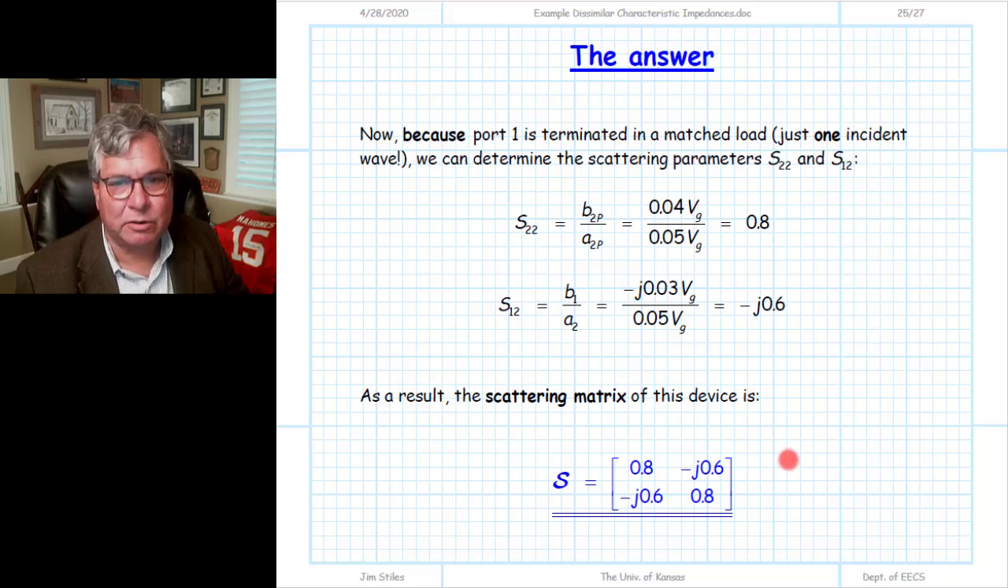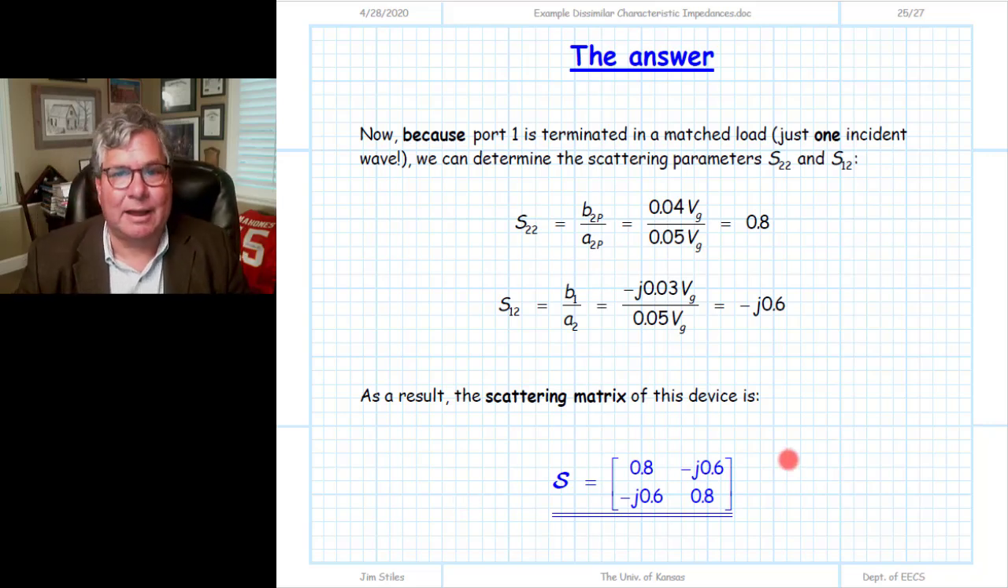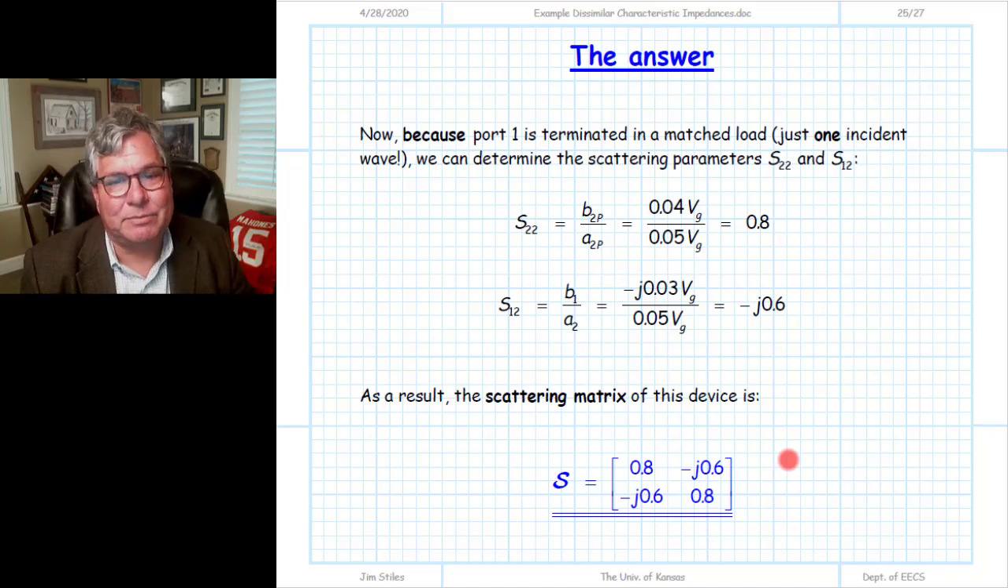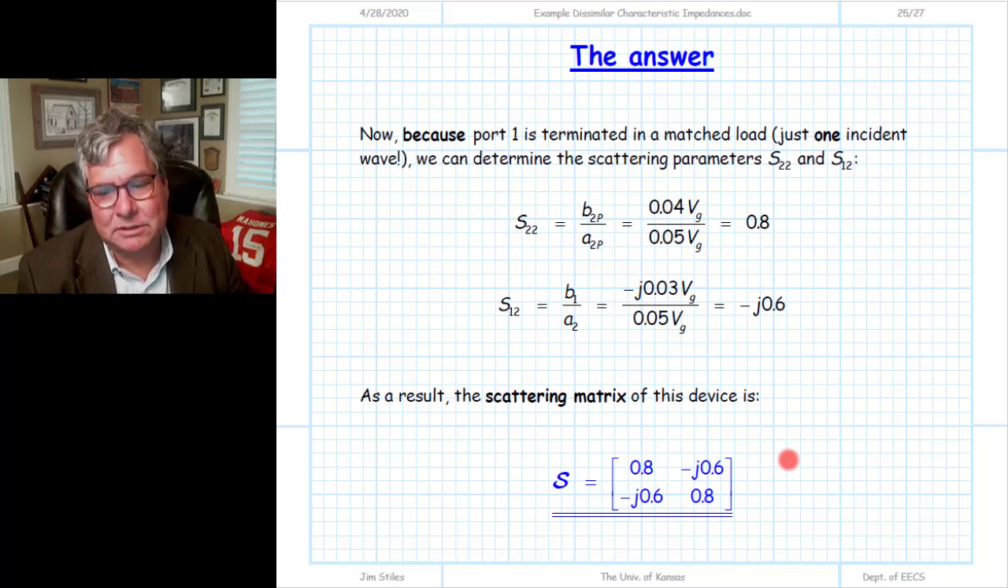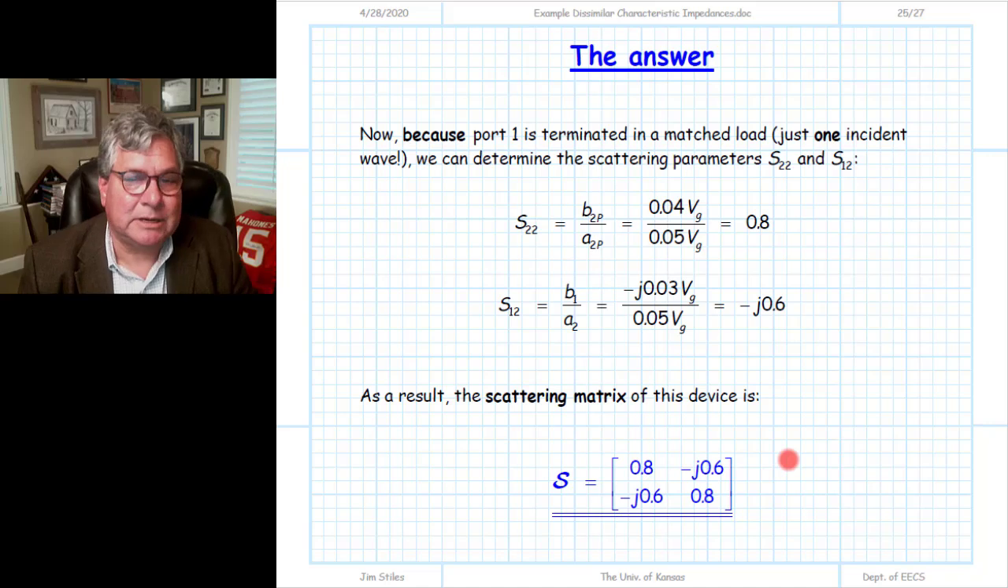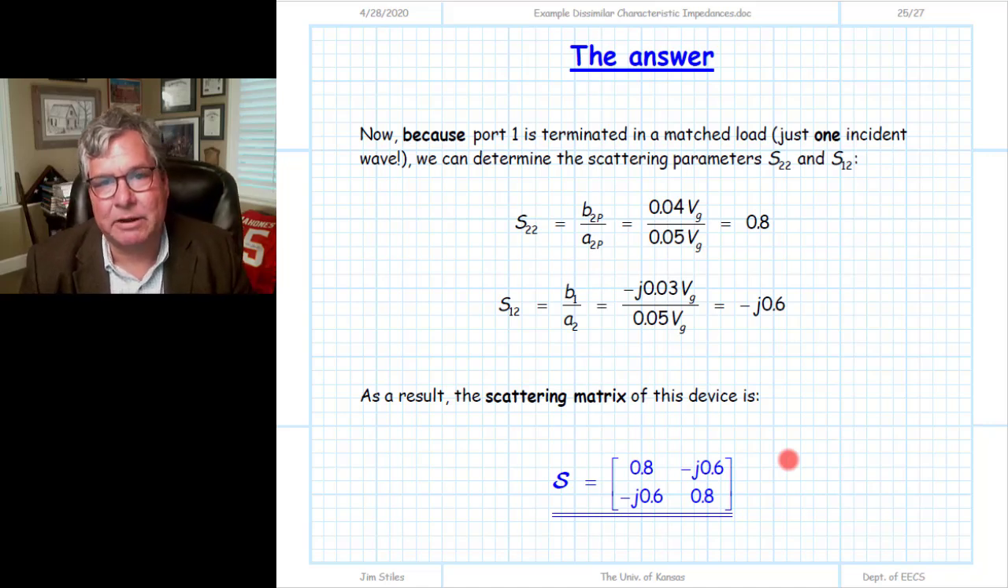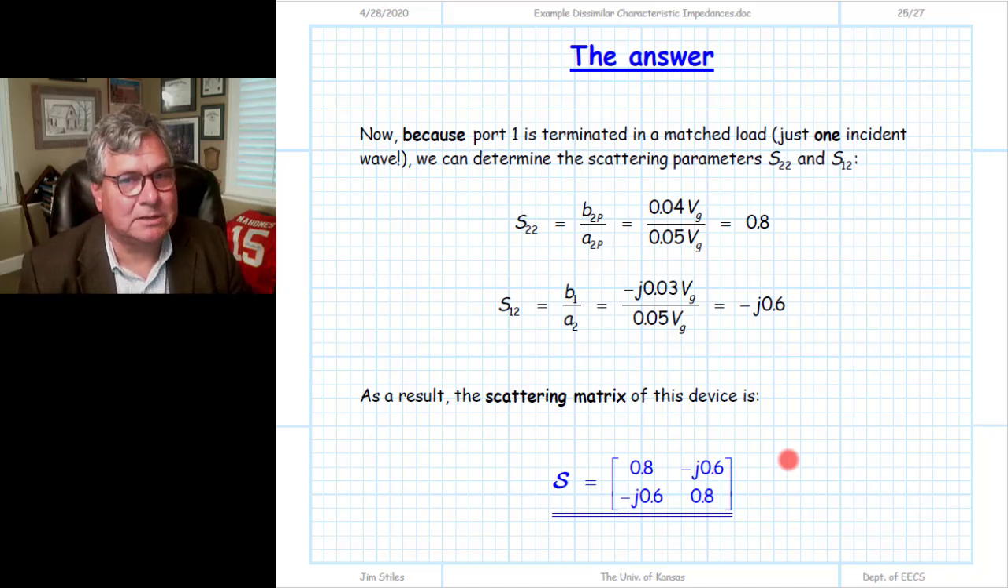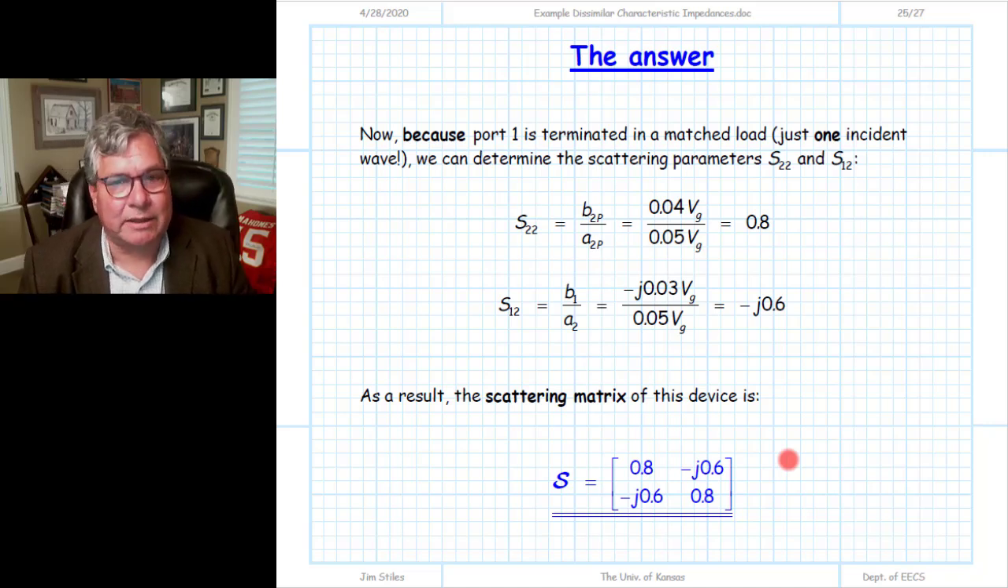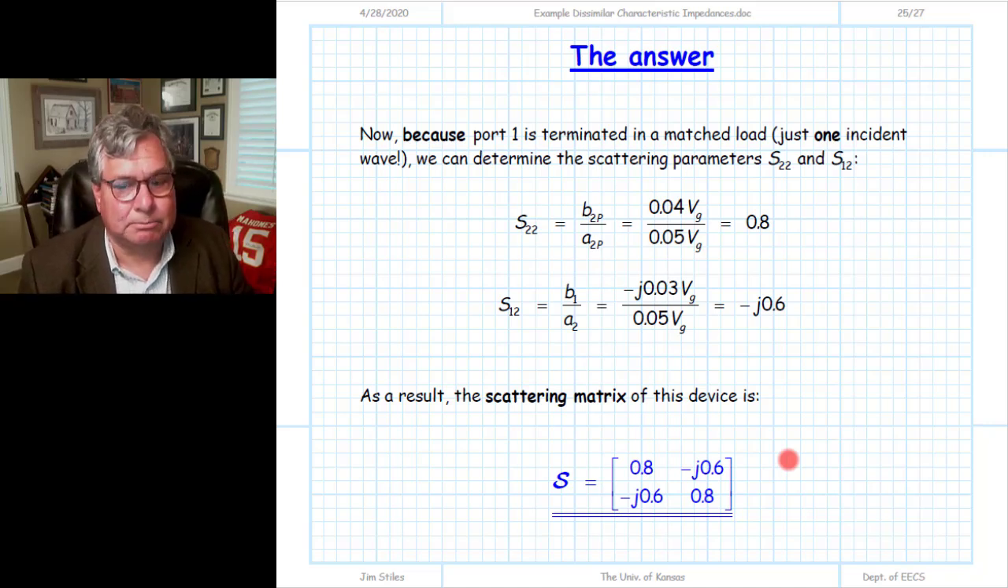Again, we look at this, there are no VGs anywhere, there's no I1s or any other variable names in there. This is a numeric answer because the circuit that we're analyzing for the scattering matrix is completely defined numerically. Just three characteristic impedances and a length of transmission line. That's all you need to describe that device, and every one of them was numerically determined, and so that's why the answers here are numeric.